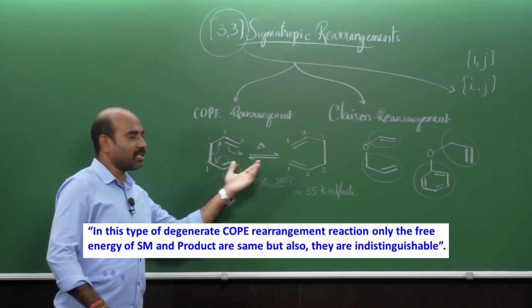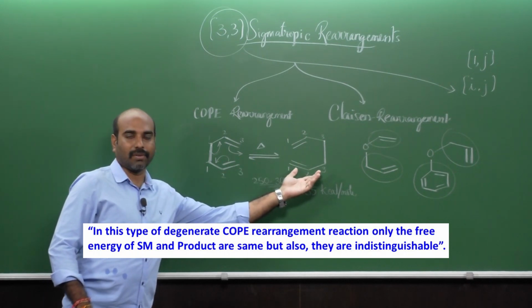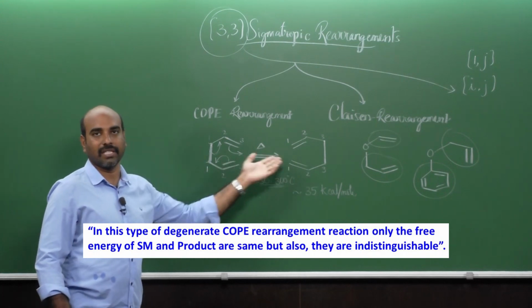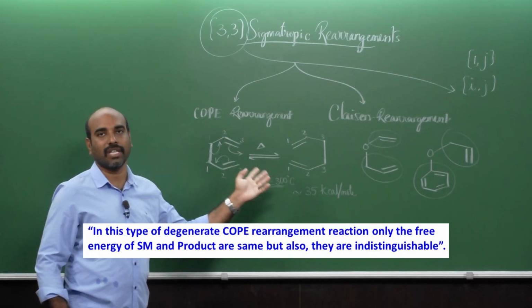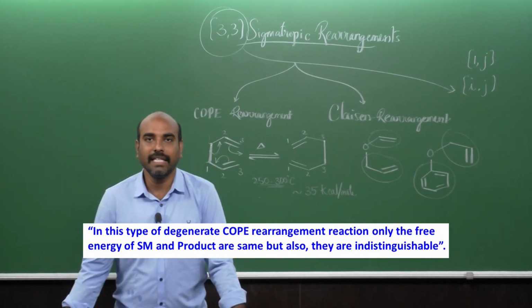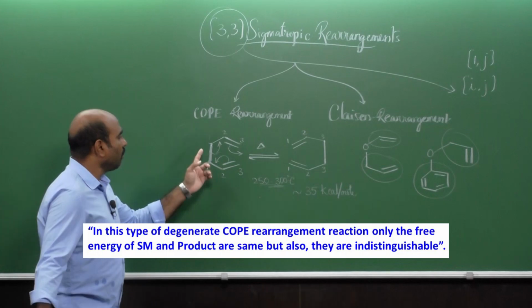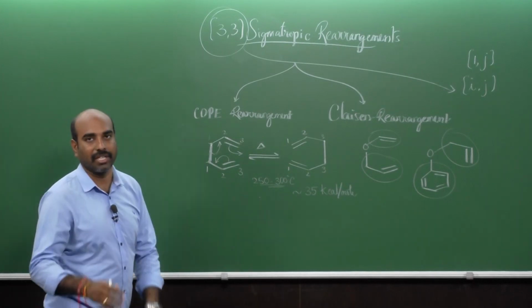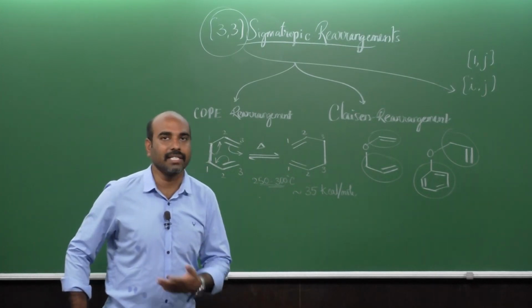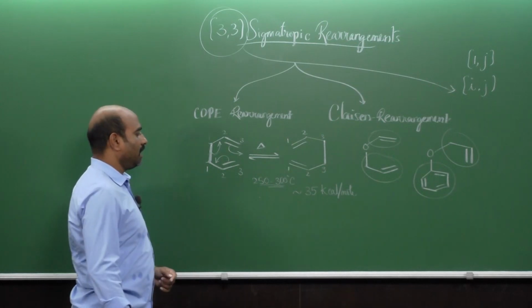as well as the energy of this molecule is absolutely equal to the energy of this molecule, right? So there is no difference here and there. That is why such types of reactions are called degenerate rearrangement reactions. Now if you include a substituent, then things will change. Then you can no more call it a degenerate rearrangement reaction.